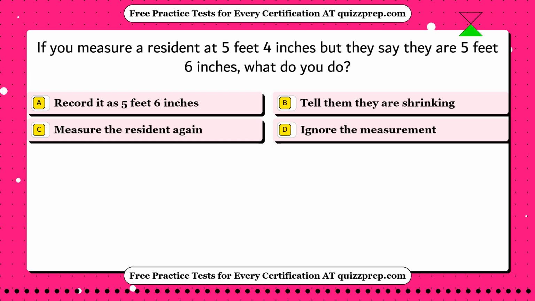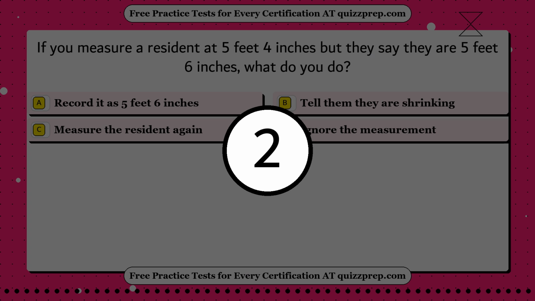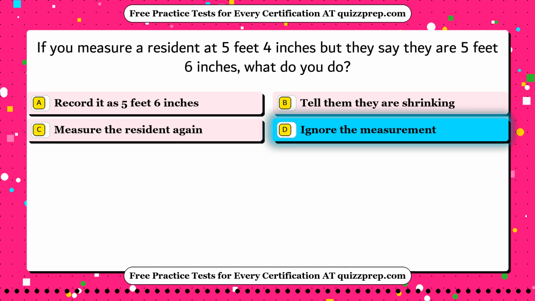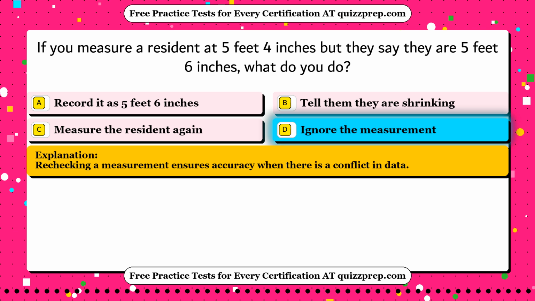Question 140. If you measure a resident at 5 feet 4 inches but they say they are 5 feet 6 inches, what do you do? Option A. Record it as 5 feet 6 inches. Option B. Tell them they are shrinking. Option C. Measure the resident again. Option D. Ignore the measurement. The correct answer is option D. Ignore the measurement. Rechecking a measurement ensures accuracy when there is a conflict in data.